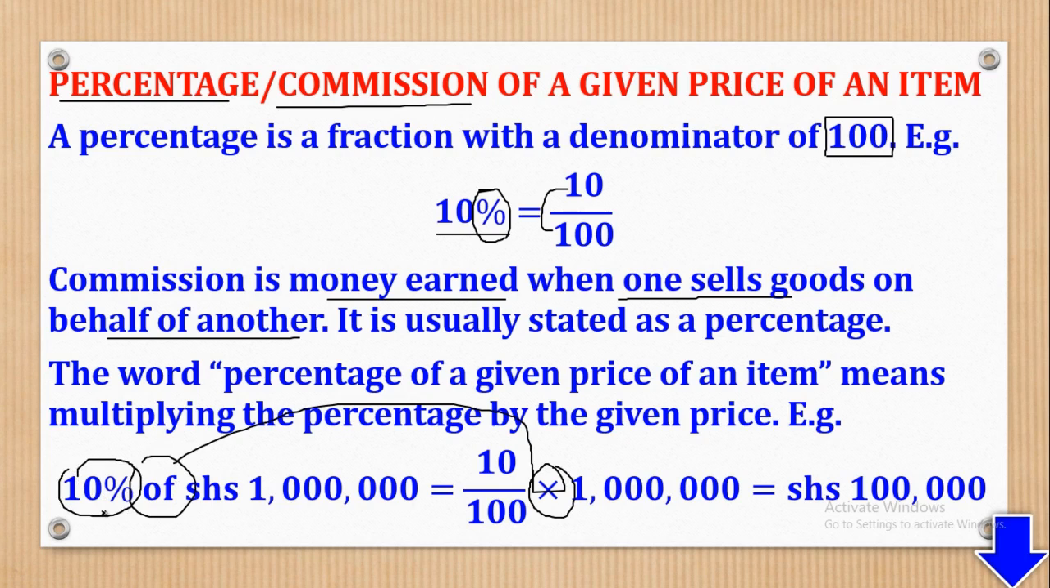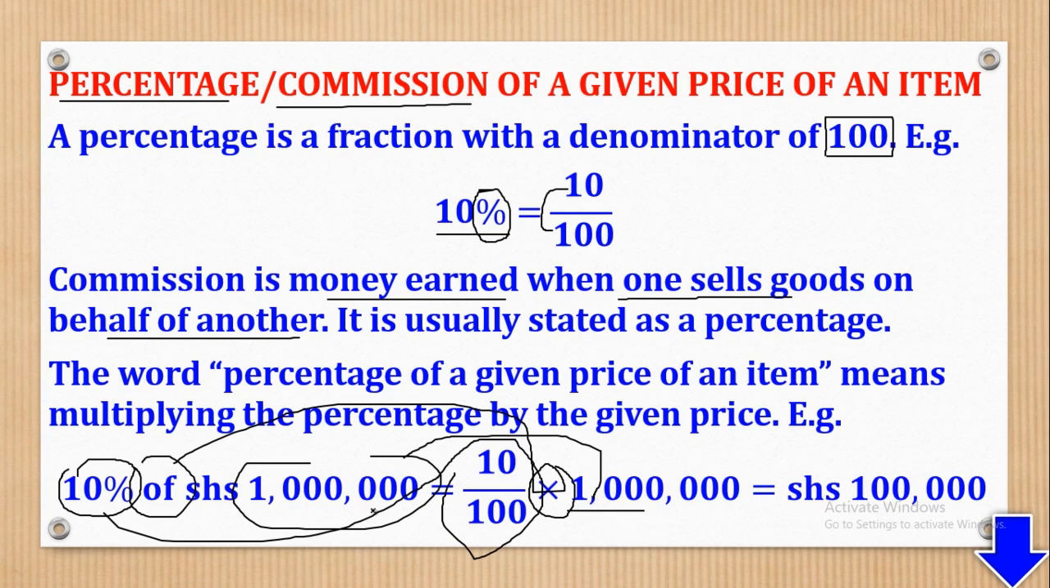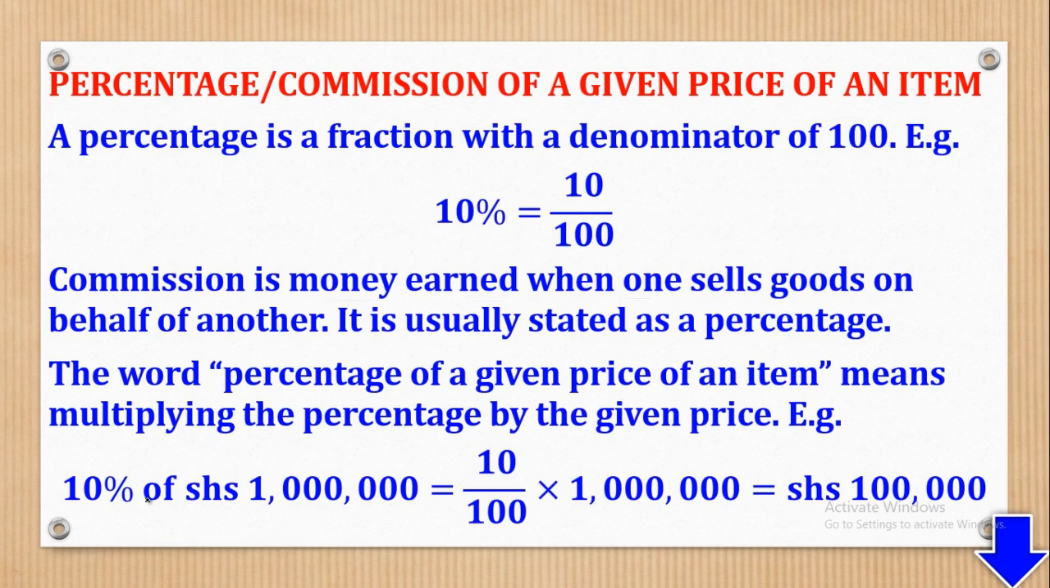Then 10% means 10 over 100, and this 1 million remains the same as you can see here. So that means that 10% of 1 million shillings is the same as 10 over 100 multiplied by 1 million. When you do that, this 0 will cancel with this 0 and this will cancel with this. So you remain with 100,000 shillings. Basically that's how the one who sold the goods got the commission of 100,000 shillings.